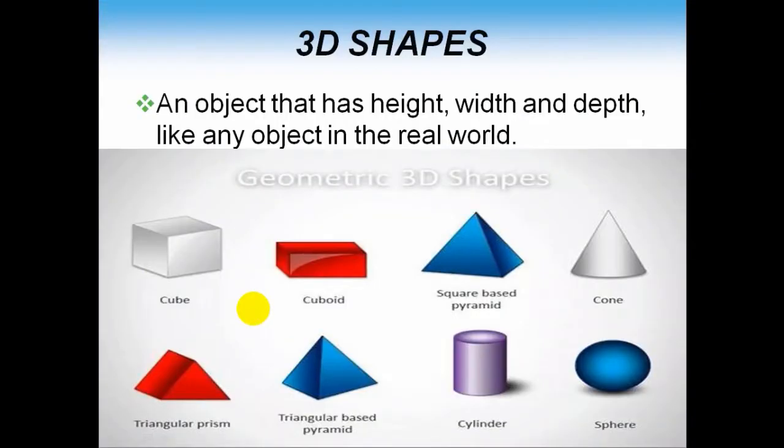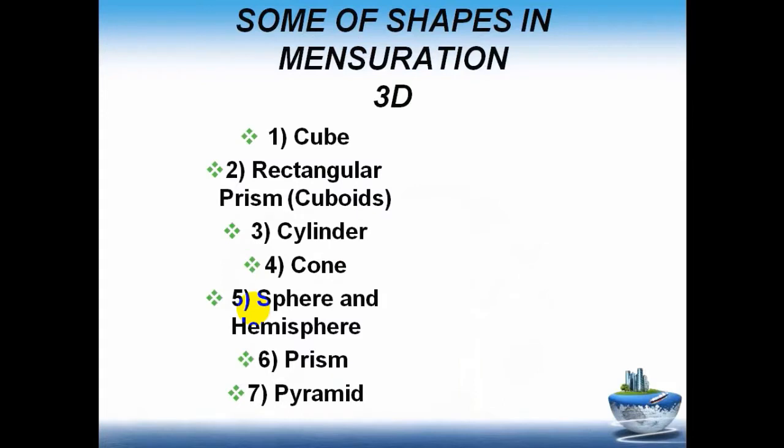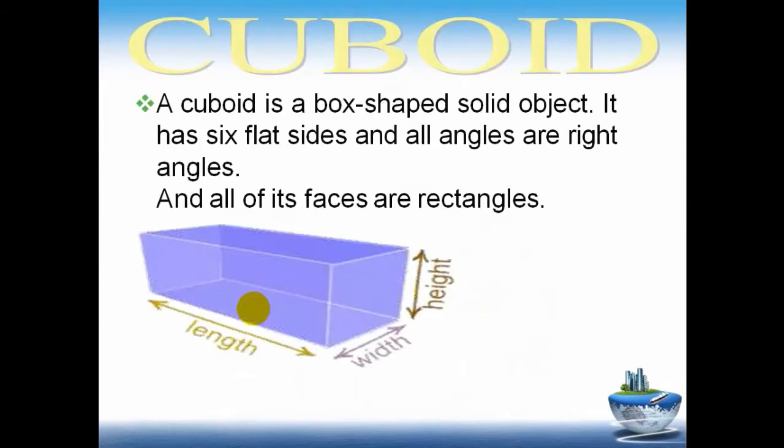Now, 3D shapes: an object that has height, width, and depth, like any objects in the real world. Geometrical 3D shapes: cube, cuboid, square-based pyramid, cone, triangular prism, triangular-based pyramid, cylinder, and sphere. These are all the 3D shapes in geometry. Now, some of the shapes in mensuration of 3D shapes are cube, rectangular prism, cylinder, cone, sphere, hemisphere, prism, and pyramid.